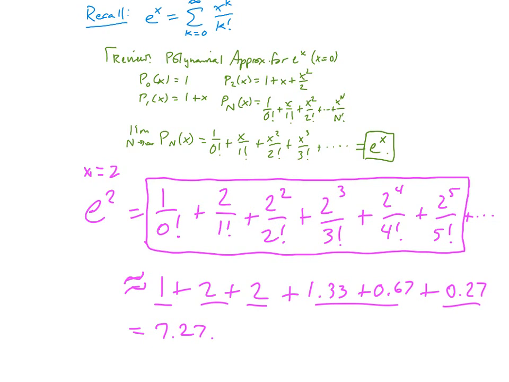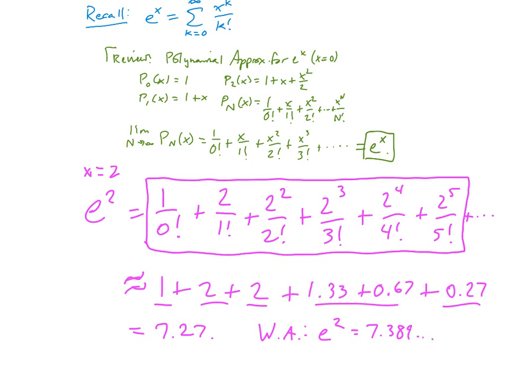And I got a pretty nice result here. According to Wolfram Alpha, e squared is 7.389, almost exactly. There's a little bit of change there, but 7.389 is the actual value.